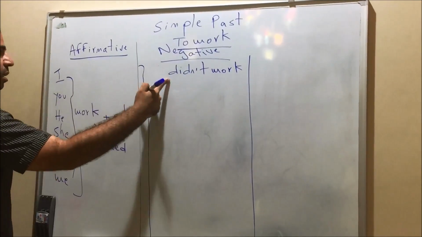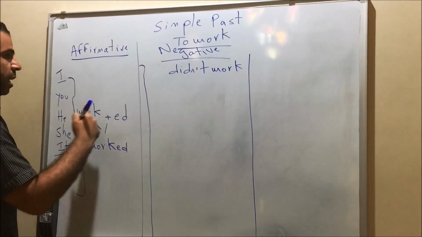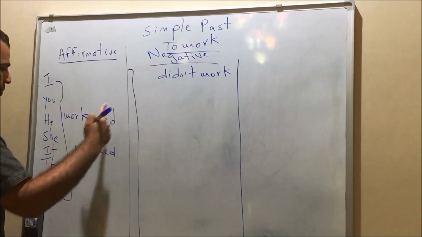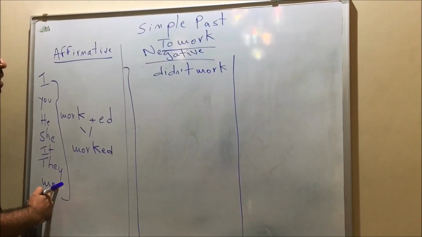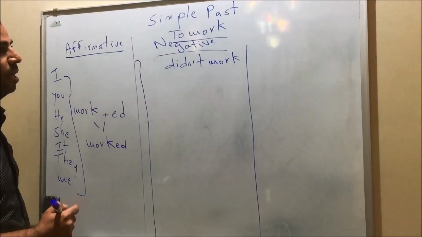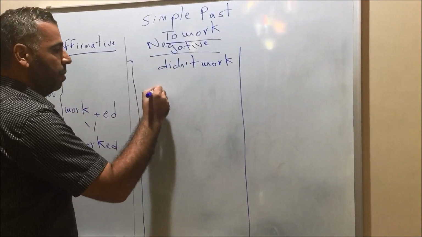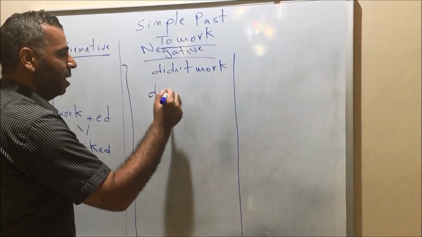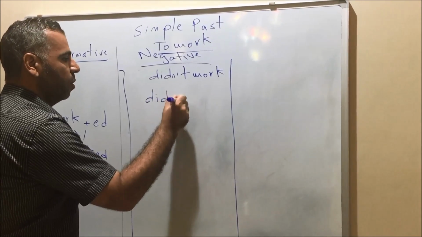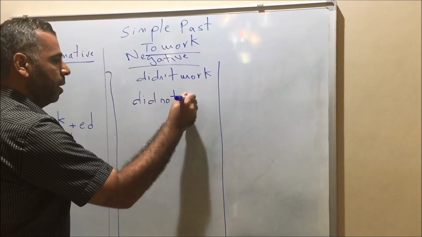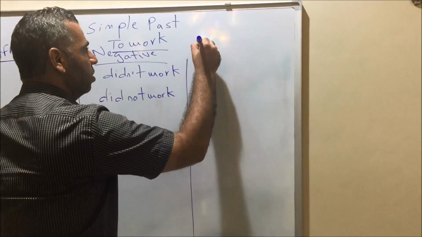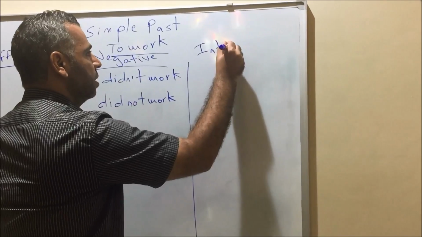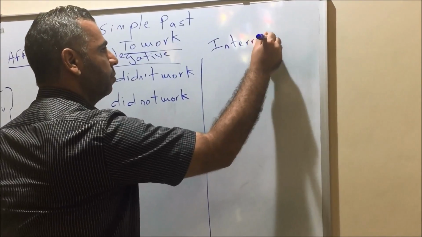That is, I didn't work, you didn't work, he didn't work, she didn't work, it didn't work, they didn't work, and we didn't work. It is really simple. We keep in mind that there is the full form, it did not work. We move now to the interrogative form, that is making a question.